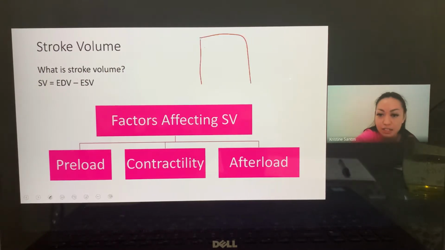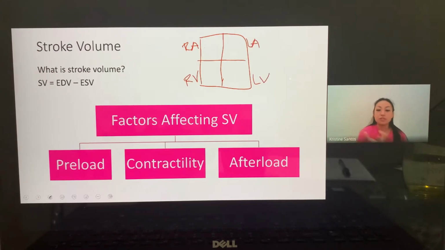So let's say this is the heart. This is the right atrium, the right ventricle, the left atrium, and the left ventricle. So guys, remind me of the cardiac cycle. We have systole and diastole, correct? And what is diastole?